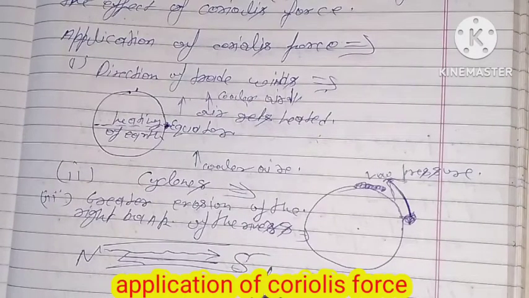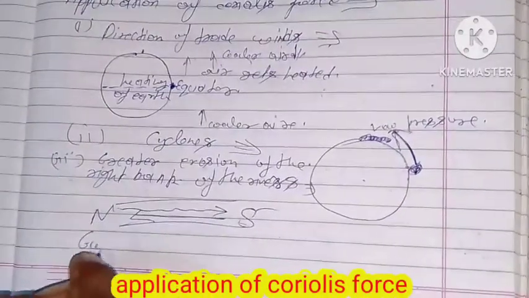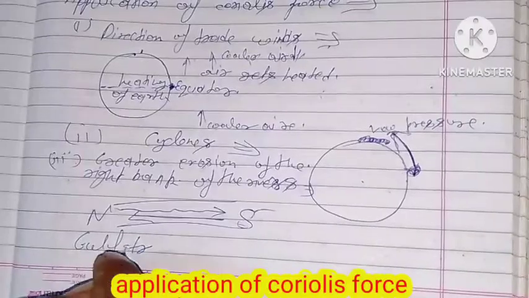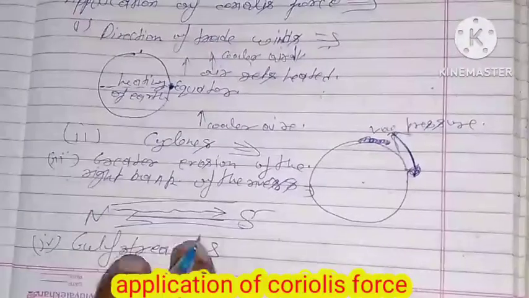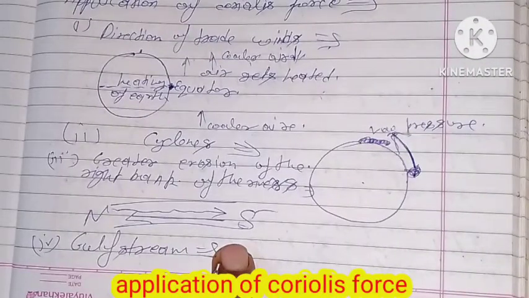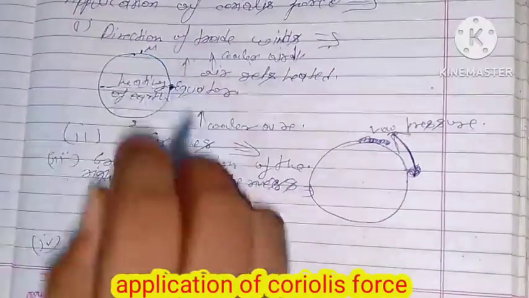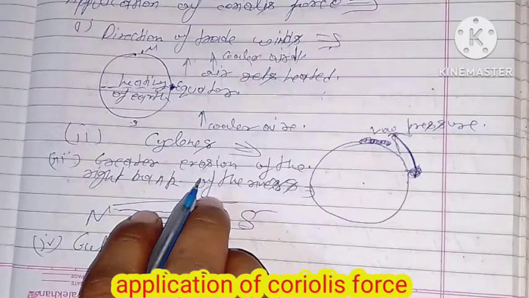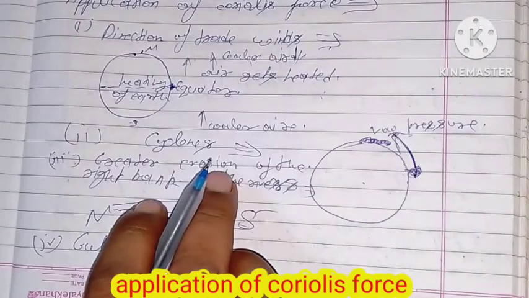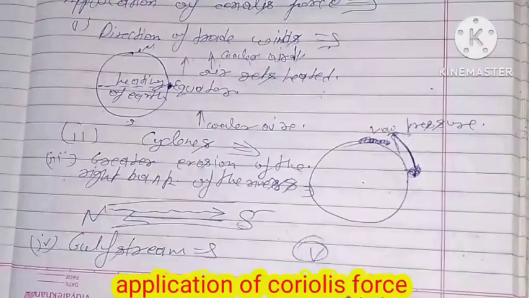And the fourth example is the Gulf Stream. The warm Gulf Stream flows from south to north and is deflected toward the east, thereby producing a temperature effect on the climate of some countries of Europe.